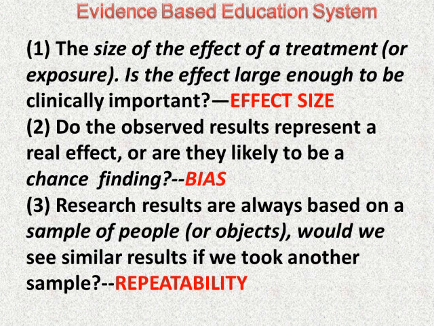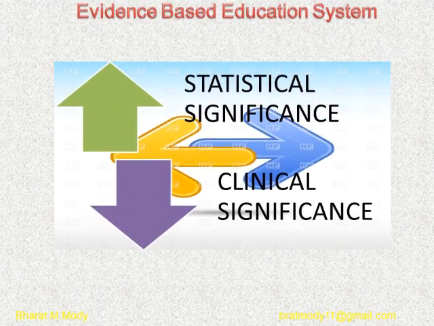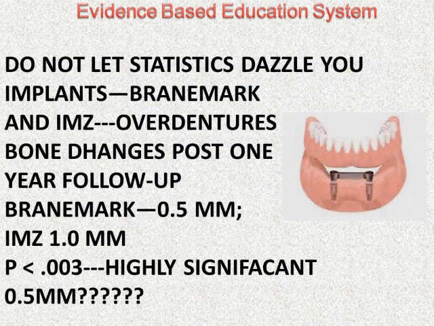Research results should always be based on a sample of patients, so you should be able to repeat the same research project and get the same answer. Effect size, bias and repeatability are the hallmarks for finding out whether that particular research is clinically relevant or not. That is why you have to do all these measures before you can start applying. So the difference between statistical significance and clinical significance should be known to you very clearly.